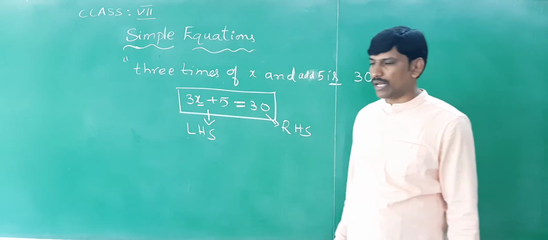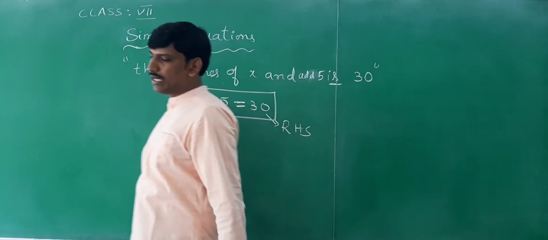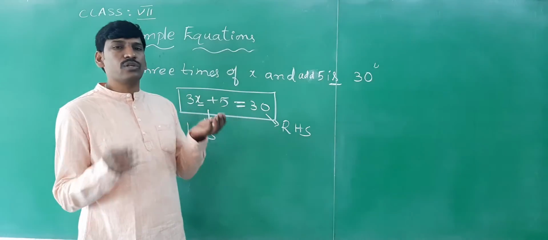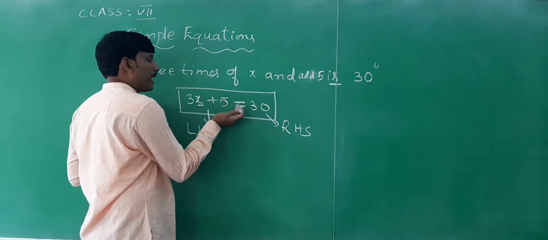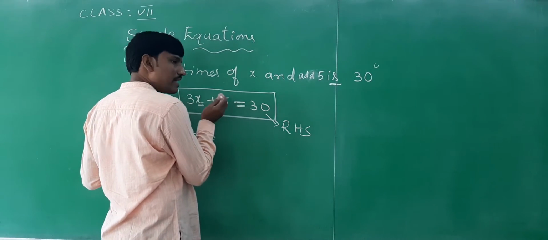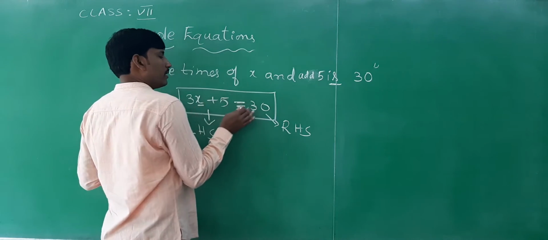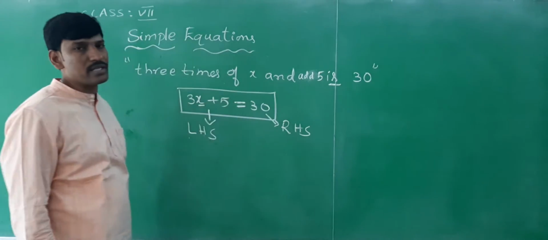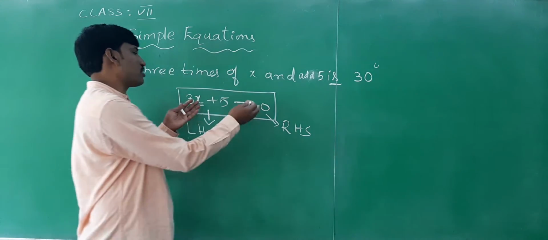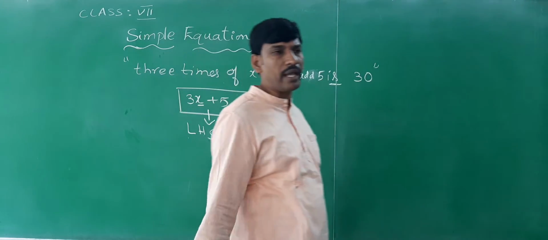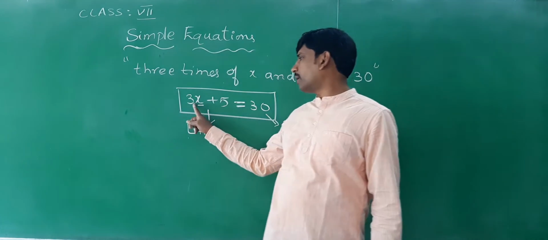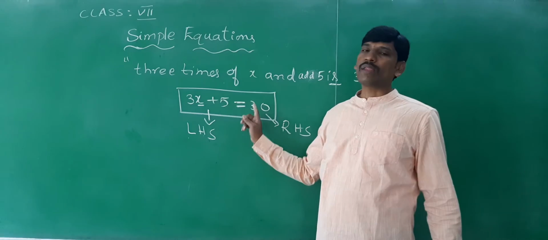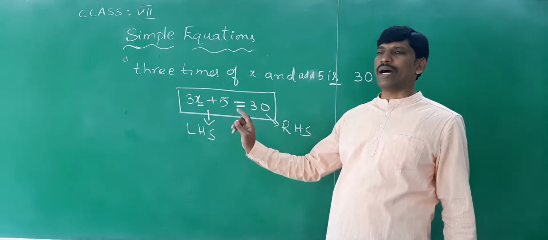Very simply, we can say that a simple equation contains an equal sign. It has two parts. The left side of the equal to sign is the left hand side. The second part is the right hand side of the equality sign. Equal means both must be the same. Okay. It depends on the value of the variable, the value of x here. We can find out whether these two are equal, whatever may be the value.